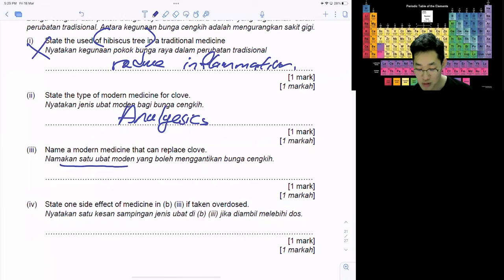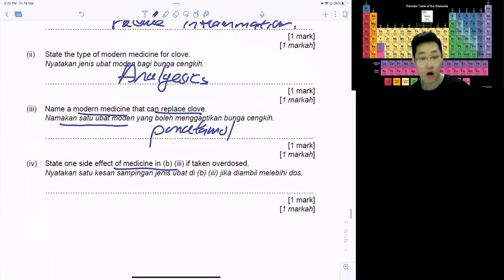State a modern medicine that can replace clove: paracetamol. One side effect of overdose of paracetamol. If you eat a lot of Panadol, what do you get? Liver damage.